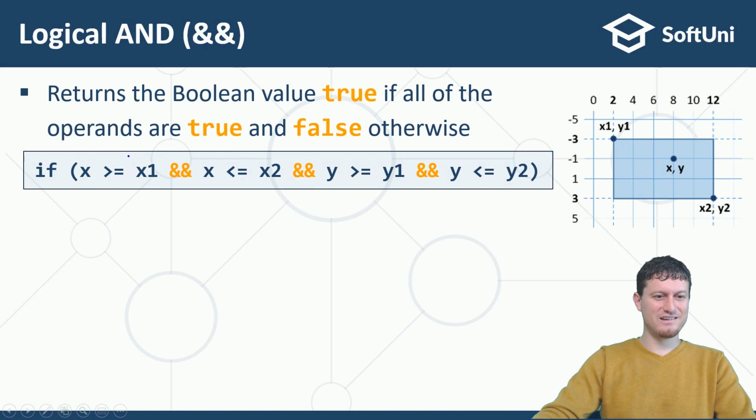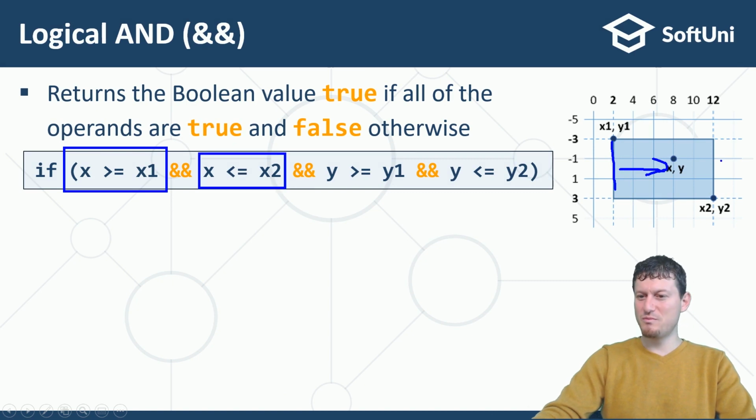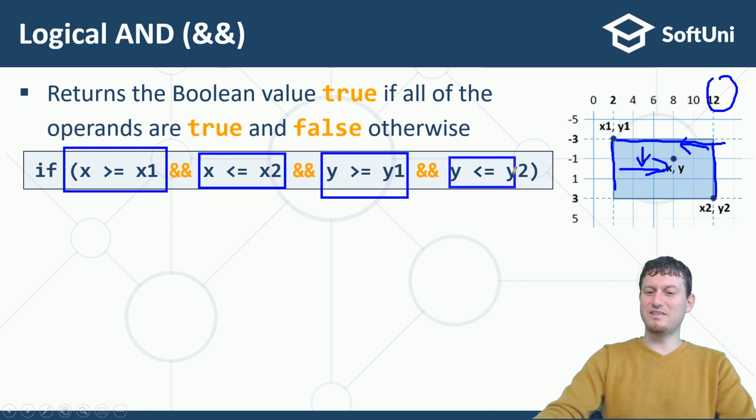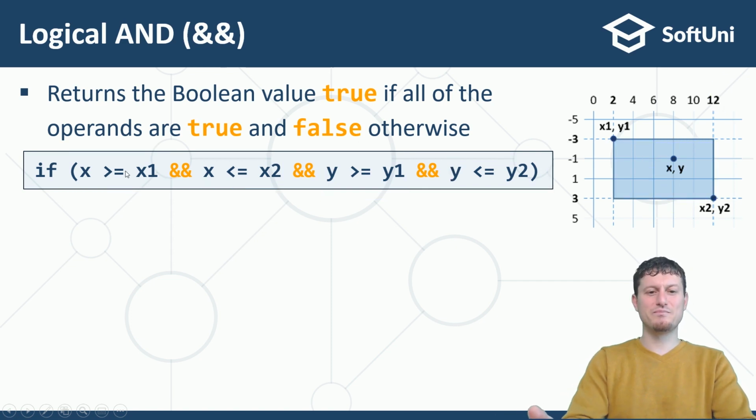So if the position x of this point is on the right from x1, and at the same time x is less than x2, which means left from here, and it is bigger than y1, which means this, and it is less than y2, which means this. If all of them are true at the same time, this means that it's inside. So this is a very good example of how to use logical AND.